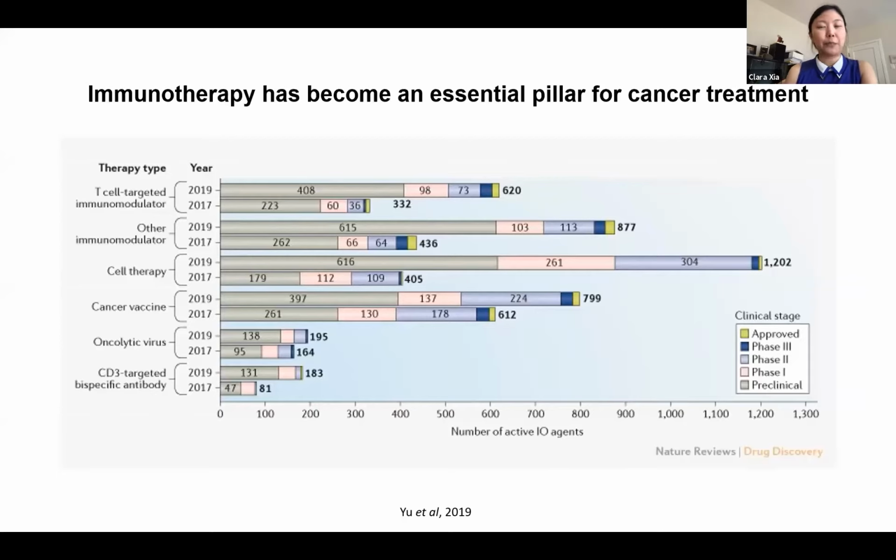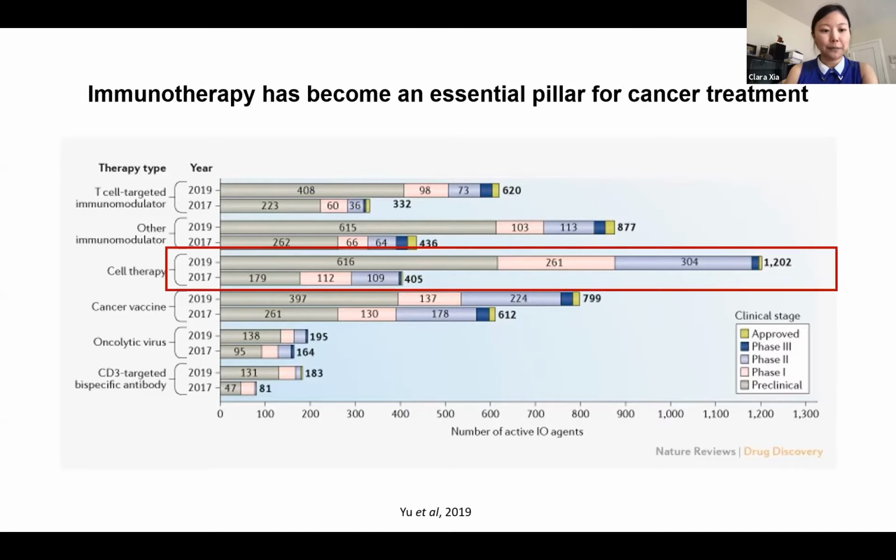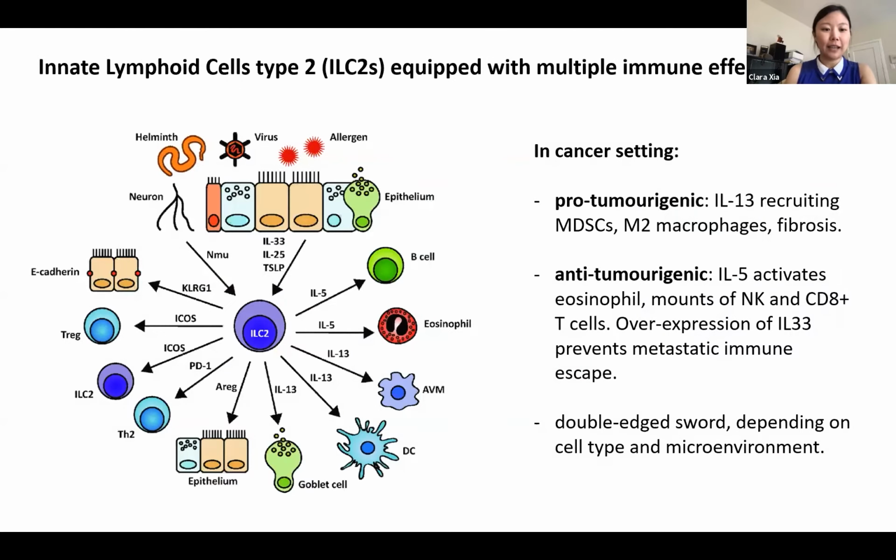Cell-based therapy definitely presents great potential in treating cancers, and there's a great need for exploring other immune cells that can be put to this use. Next slide, please. One more click. Yeah, thanks. One of those cell types that can be further explored is innate lymphoid cell type 2.